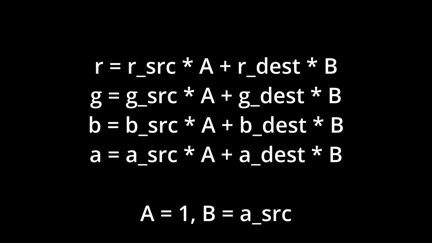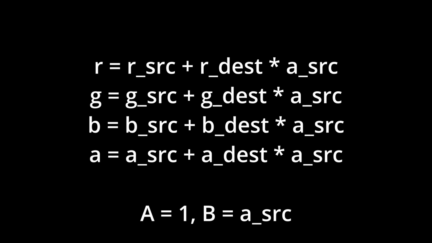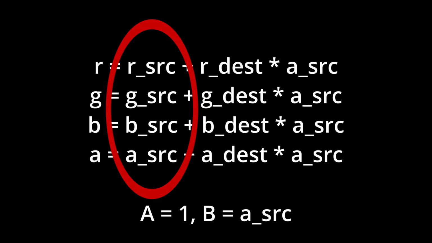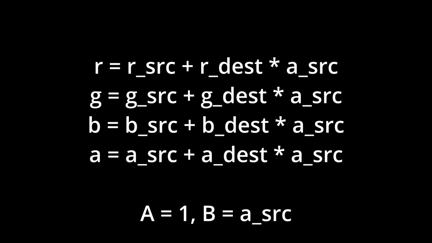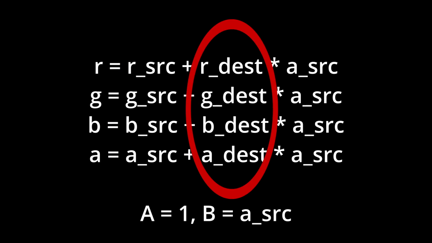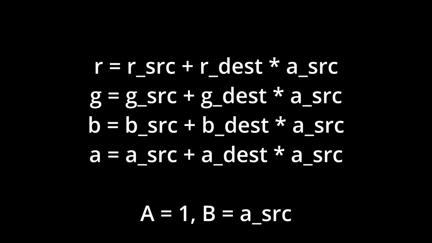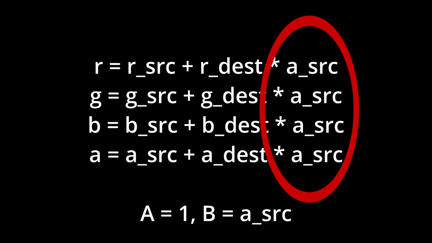The equation becomes R equals R sub source plus R sub dest times A sub source. So we're getting all the color from the source Mario image, and we're also adding on some color from the destination background image. But it's scaled depending on how much Mario's source alpha is at that pixel. So if Mario's source alpha is 0 at a spot, which means transparent, then we're not going to draw the background there at all. However, where alpha is 1, which is everywhere that Mario is opaque, we're going to add on the colors of the background destination image.